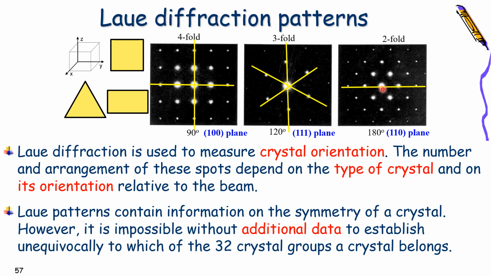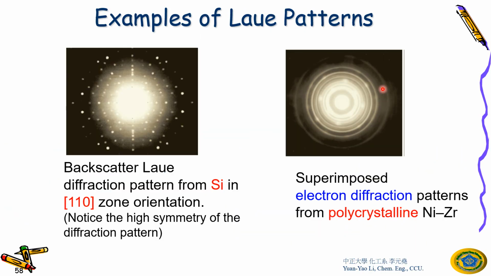So you need more information to identify what this is. So this is some example of Laue patterns. This is the Laue pattern of the silicon 110 planes. And in this pattern, there are two things combined together. We call it superimposed electron beam patterns from polycrystalline zinc and chromium.